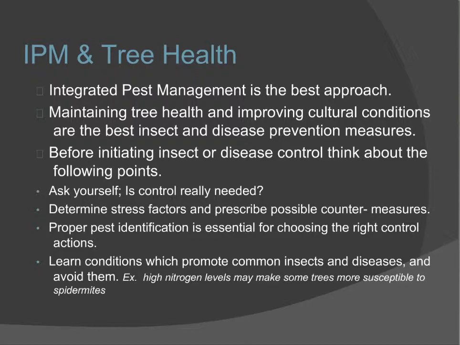Identify the pest properly because it is essential for choosing the right control actions. You need to know the life cycle of the insect or disease in order to treat it at the right time of year and in the right way. So learn which conditions promote common insects and diseases and try to avoid them. For example, like I was talking about, the spider mites and the high nitrogen levels in spruce.